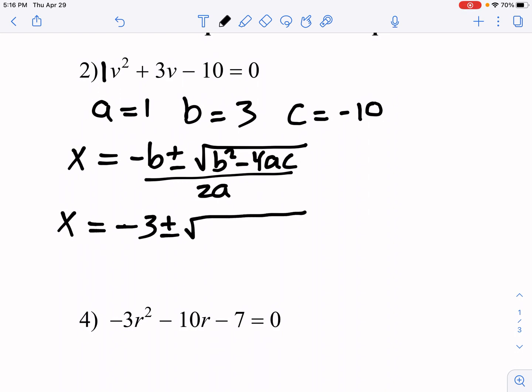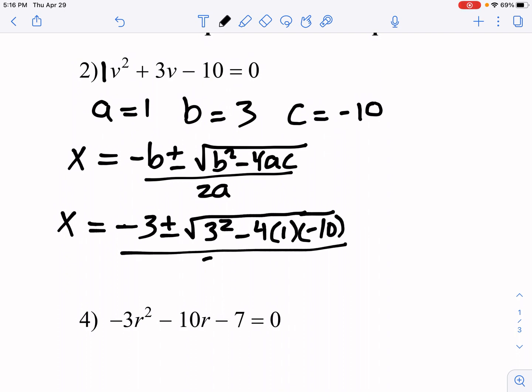So if I plug in 3 into b, we'd have 3 squared minus 4 times a. A is a 1. I usually like to write it in parentheses to show we have multiplication. Then c is a negative 10, okay? All over 2 times a, which we said is 1.